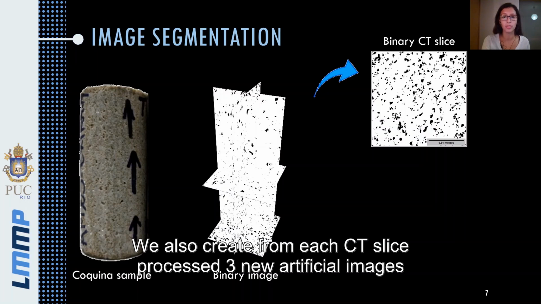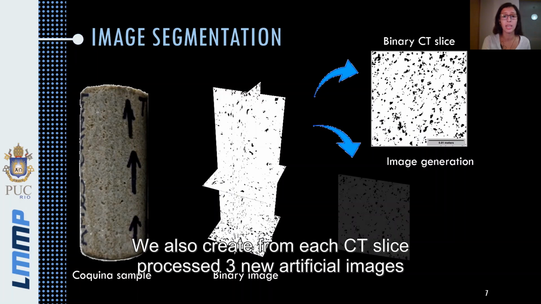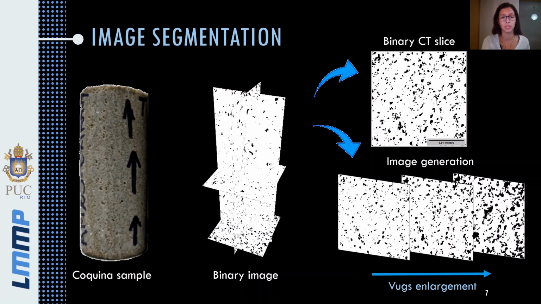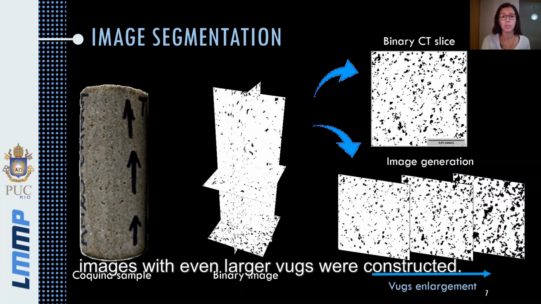We also create from each processed CT slice 3 new artificial images using different intensity thresholds. As a result, images with even larger VUGs were constructed.